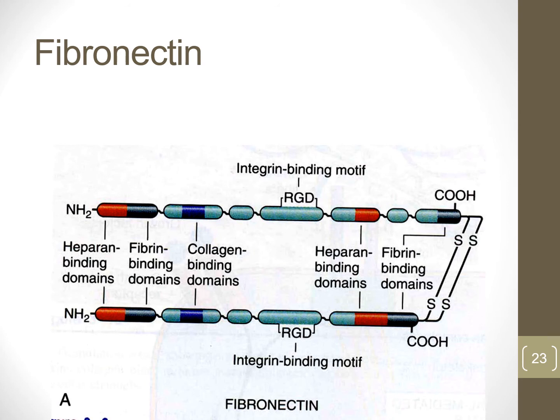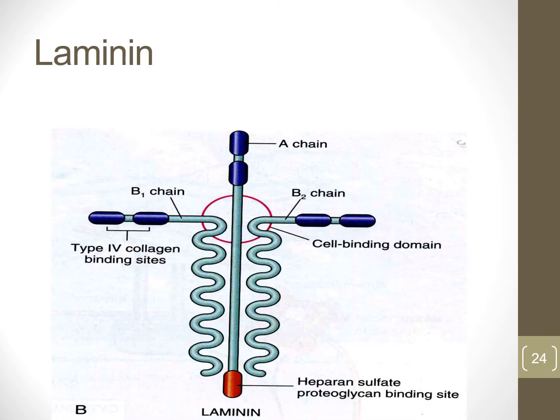Fibronectin, here it is. As we said, it has multiple domains. Domains that bind to collagen, domains that bind to fibrin, and domains that bind to heparan sulfate. And it has this RGD, which binds to integrin, part of the cell membrane. This is the laminin protein. And as we said, laminin protein is part of the basement membrane. It has a domain that binds to type 4 collagen, a domain to bind to the cell, and a domain that binds to the heparan sulfate or the proteoglycan binding site, which is also part of the basement membrane.